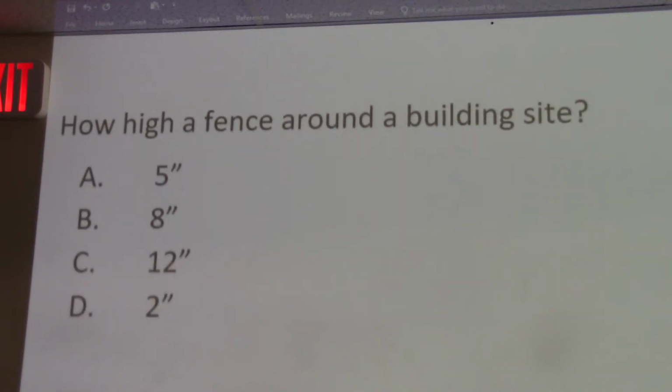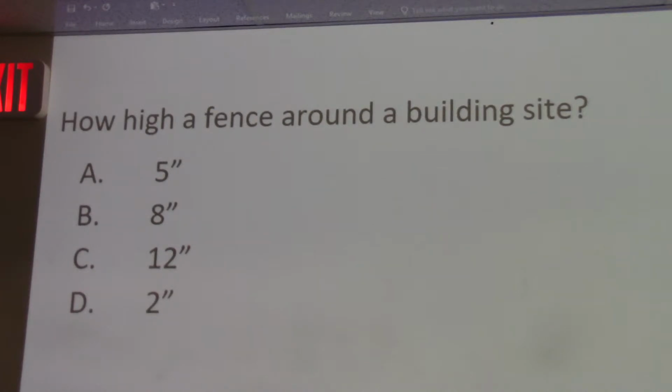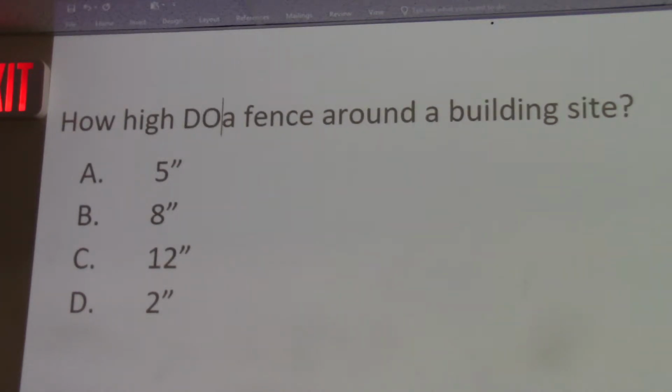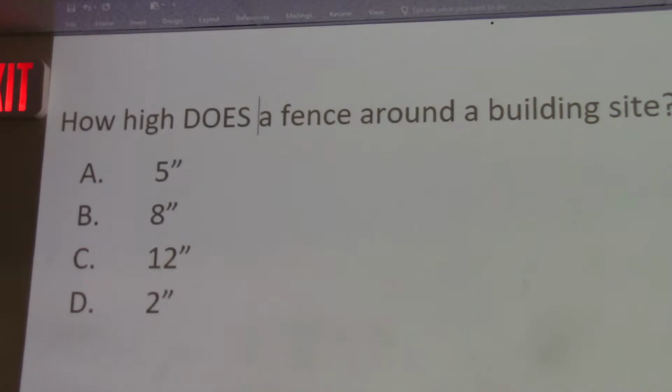Here's the next question. How high does a fence have to be around a building site? 5 feet. I can tell you that's wrong, but it's okay, you took a guess. I think it's 8 feet. Let's look it up. Where are we going to find it in chapter 33? It's not easy. But now I can look up fence. See if you got site work, fence, anything. You can see if you get it in the index first. I doubt it very much.